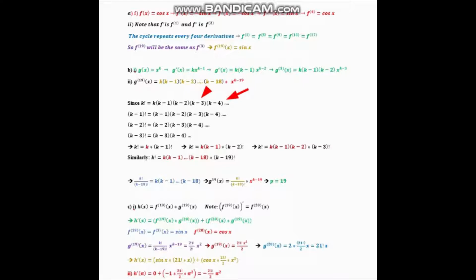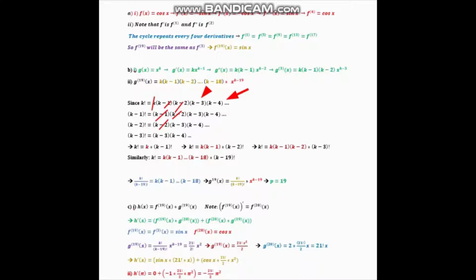So every time we neglect one of the terms of k factorial. In the first term, k minus 1 factorial, we neglected the k. Then in k minus 2 factorial, we neglected the k minus 1. In k minus 3 factorial, we neglected k minus 2. And so on and so forth. So we keep removing terms as we progress.